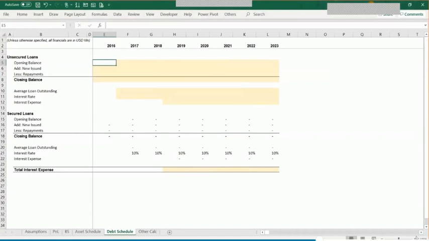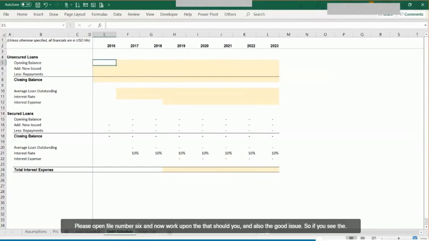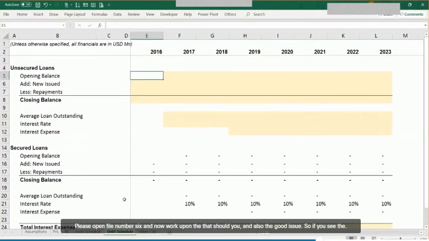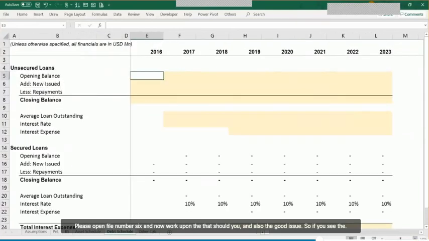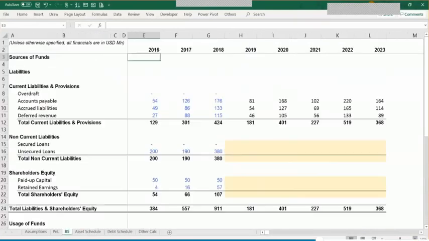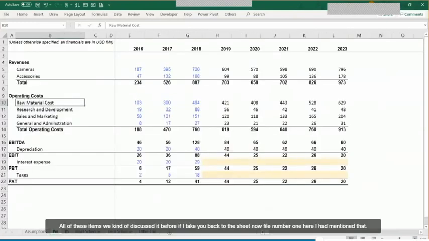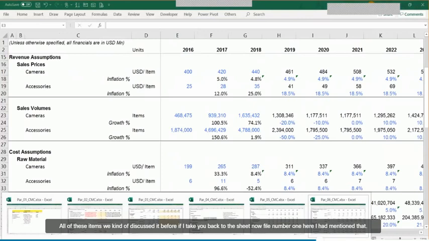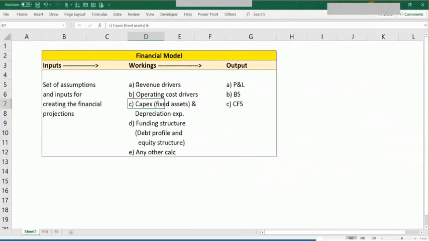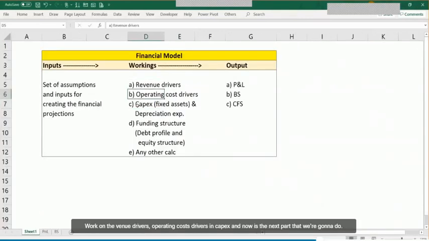Please open file number 6, and now we'll work upon the debt schedule and also the equity schedule. If you see the sequence in which we are working upon all of these items, we kind of discussed it before. If I take you back to file number 1, here I had mentioned that we would work on revenue drivers, operating cost drivers, and capex and depreciation.